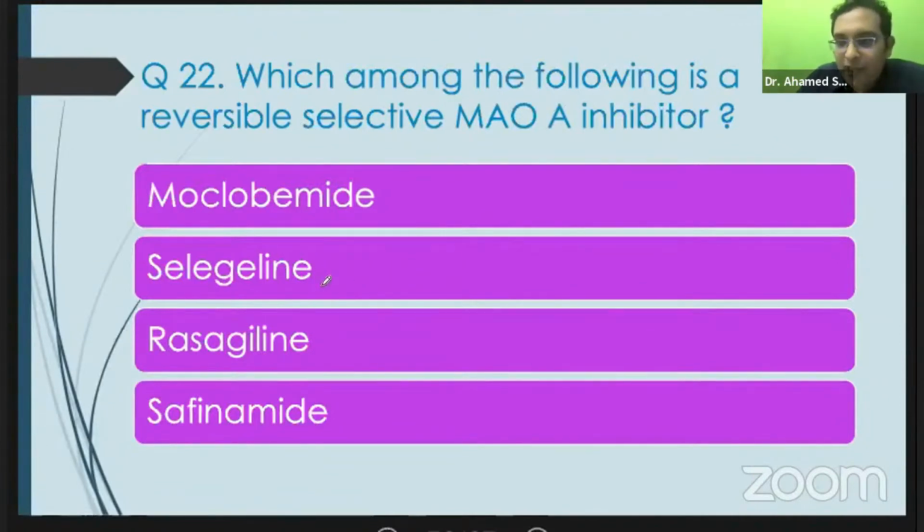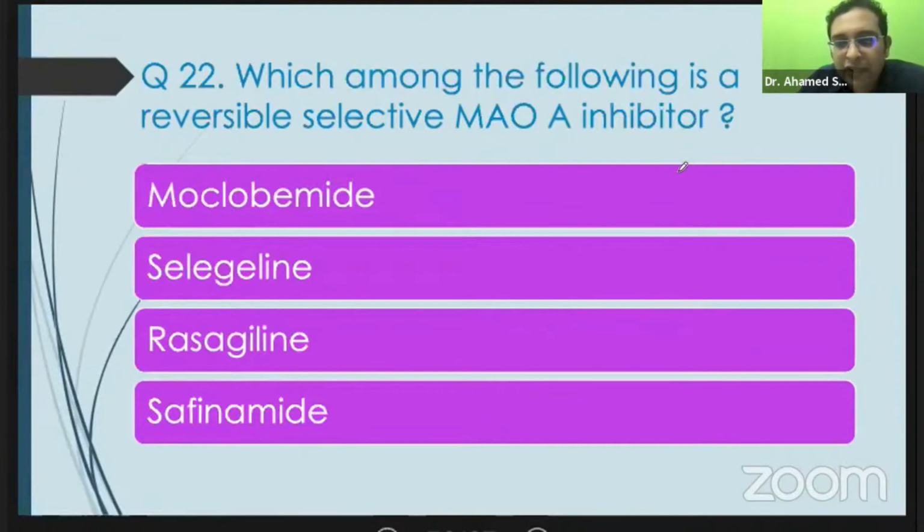Actually, with MAO inhibitors, we were using non-selective ones. Then we came up with selective ones like selegiline and rasagiline. But these selegiline and rasagiline are selective ones, but are irreversible. And safinamide, as you must have thought, is a reversible MAO-B inhibitor and not MAO-A. MAO-A inhibitors are usually used in psychiatry as antidepressants, etc. And MAO-B inhibitors are one of the disease-modifying drugs in Parkinson's disease.